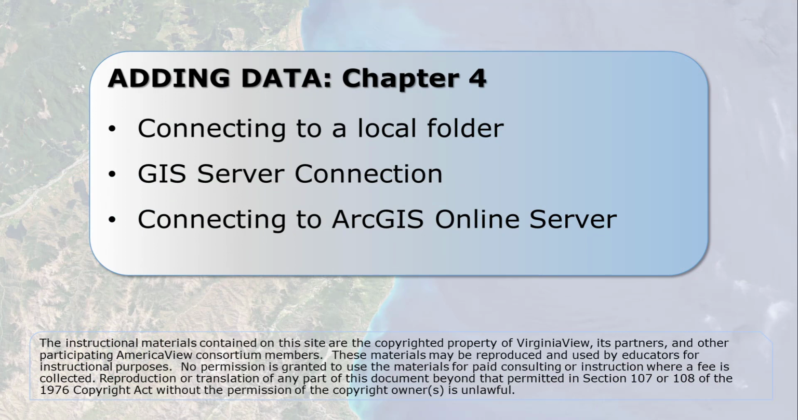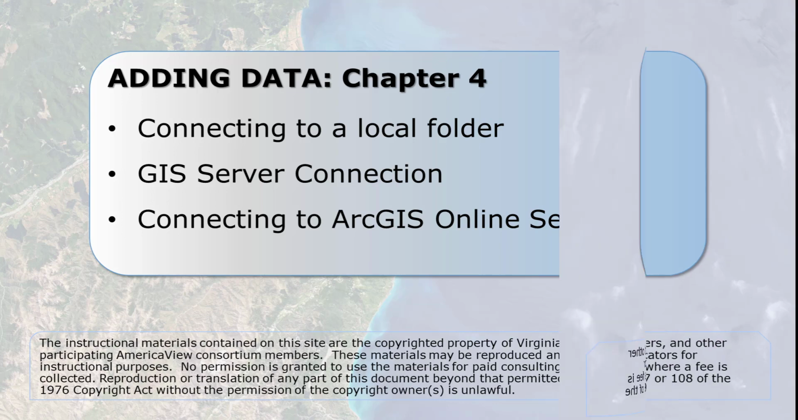This is the first of three chapters that cover adding data to a map project. This chapter covers two different topics: connecting to a folder, which will streamline adding data from a local folder on your computer, and connecting to a GIS server, which enables you to add data from an outside source with an internet connection, also known as cloud-based data.